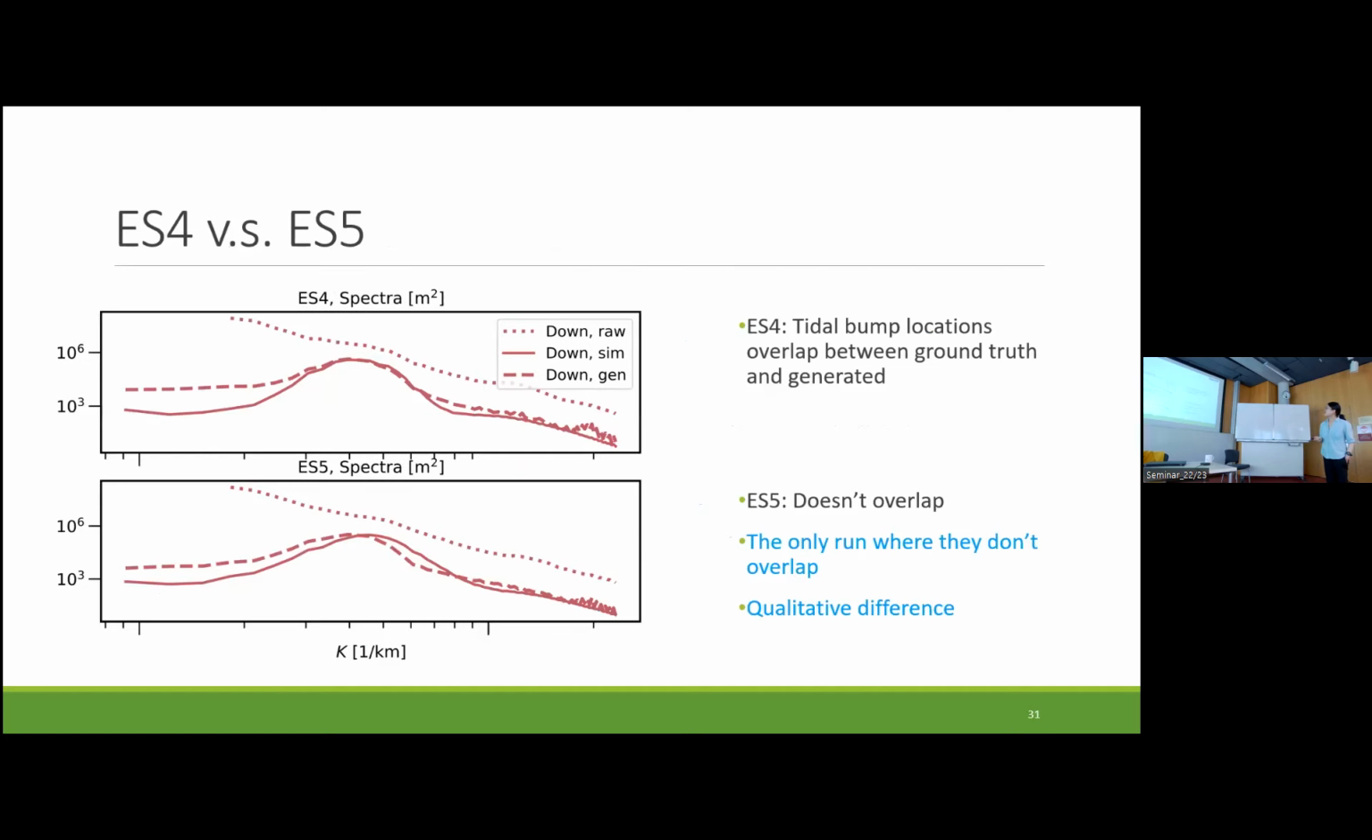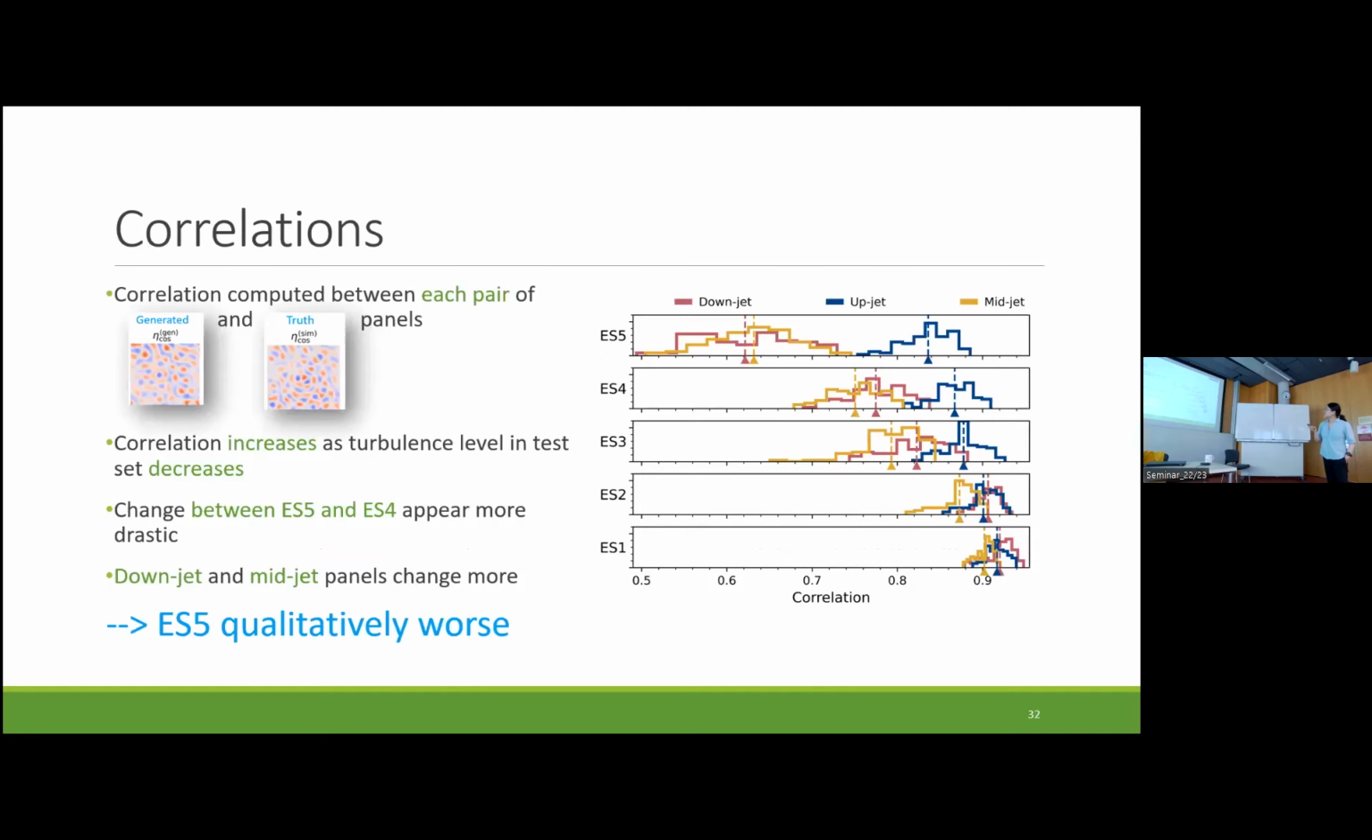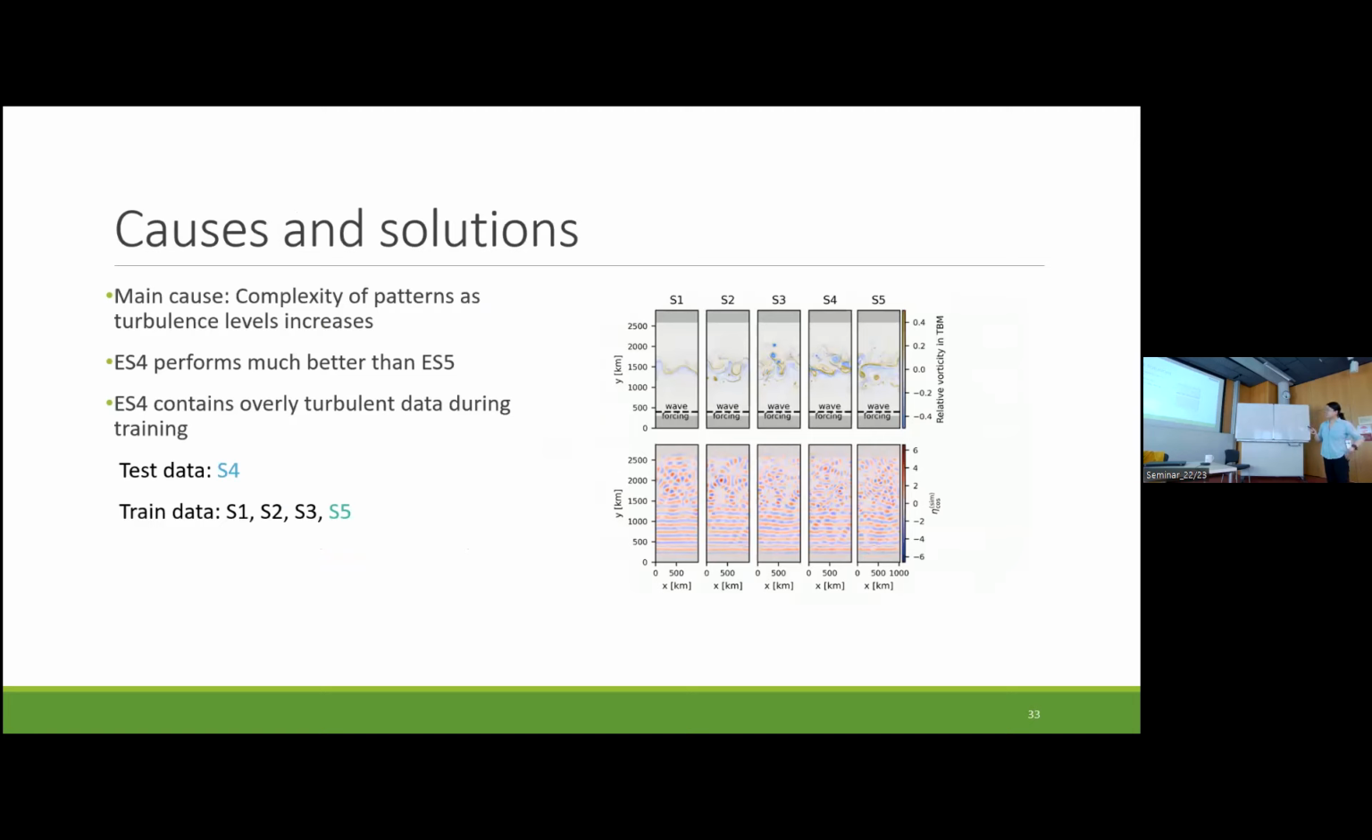And this is no longer the case in the ES5 run. This is just a reproduction of part of the figure in the ES4 run, where we can see that the two bumps overlap. In the ES5 run, there is a significant shift between the two bumps. The ES5 run is the only run where we see such a shift in the tidal bumps, and we believe this is a qualitative difference between the ES5 run and all the other runs. Here I'm just showing that if we compute some other statistical metrics, the ES5 run is also much worse.